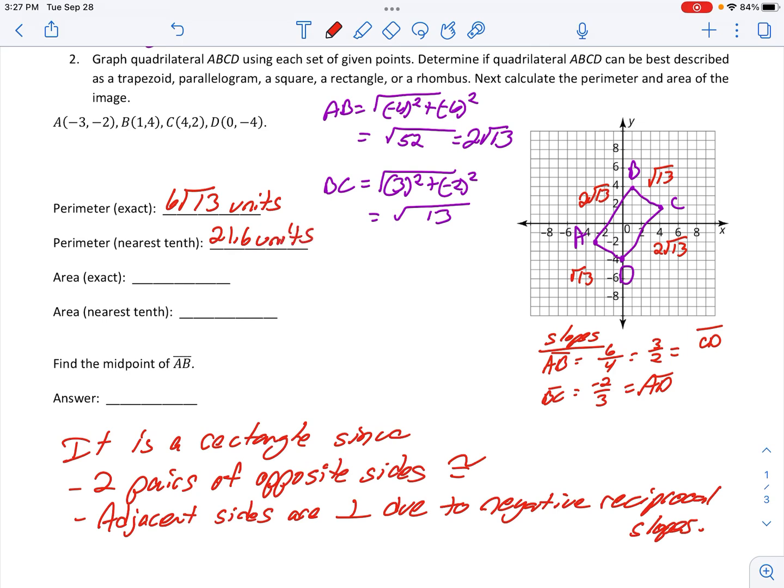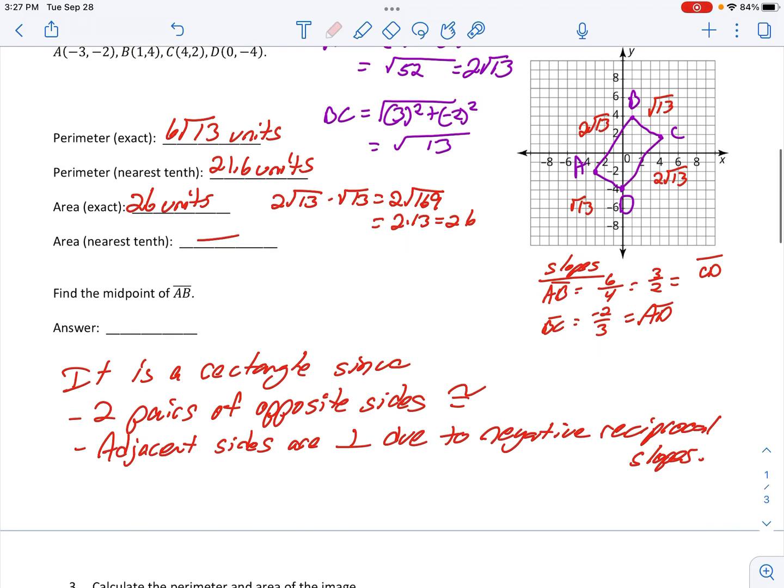Because it's a rectangle, we know base times height. So length times width, same thing. So 2 root 13 times 1 root 13. Okay, that gives me 2 times the square root of 169, which is perfect. And the square root of 169 is 13, so 2 times 13 is 26 square units. It turned out to be nice, so I don't need to worry about the nearest tenth.